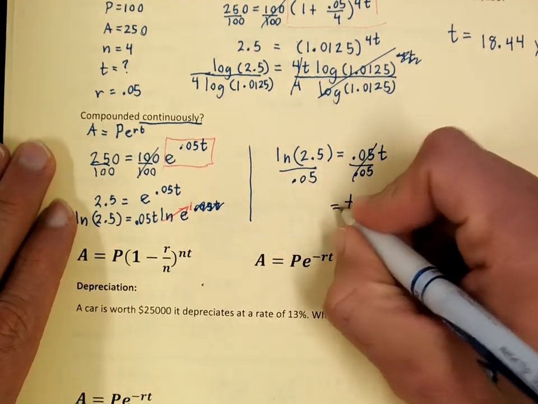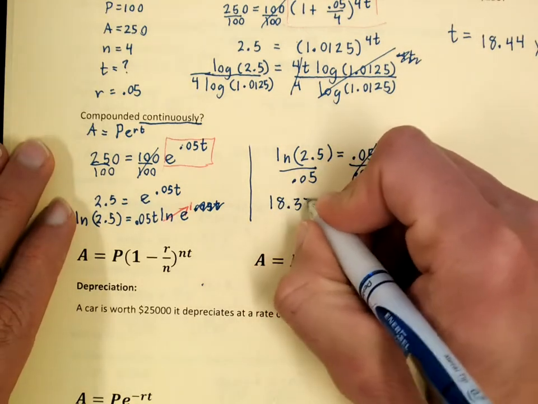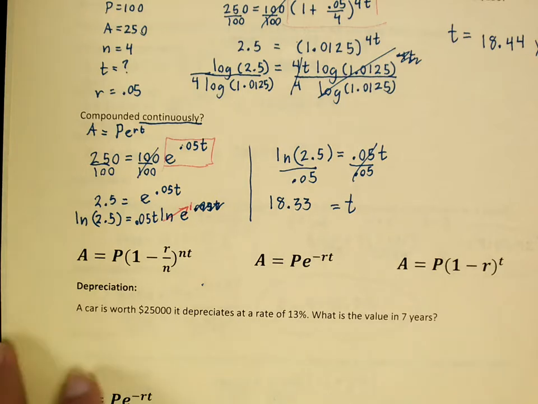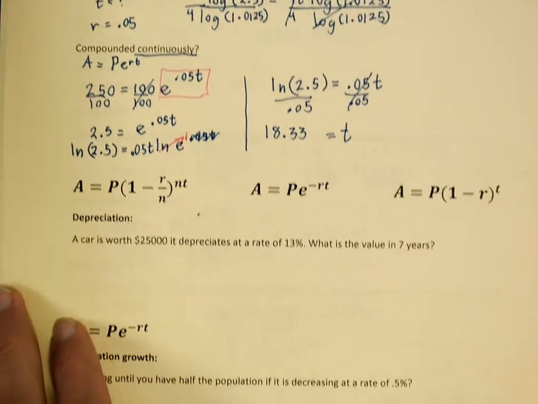So t is equal to 18.33 years. All right, so that's how you do that one. Just if you're trying to get rid of the e, just use the natural log instead of just the log base 10. All right, so that's it.